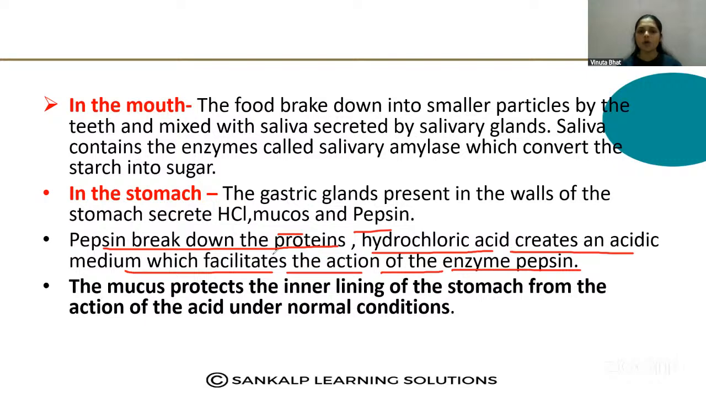Okay. Then what is the function of this mucus? Mucus protects the inner lining of the stomach from the action of the acid under normal conditions. In a normal condition, the HCl may damage the walls of the stomach. So the mucus, which is a gelatinous substance, protects the inner lining of the stomach from the action of the acid. Okay, so this is the function of the stomach. Here also the partial digestion of the protein takes place, not the complete one. So in the mouth also partial digestion, in the stomach also partial digestion.